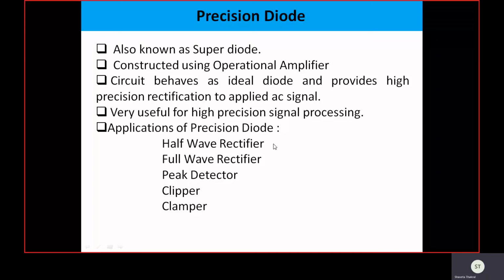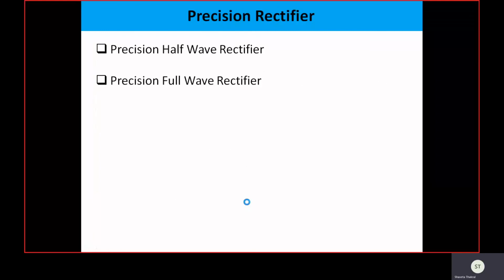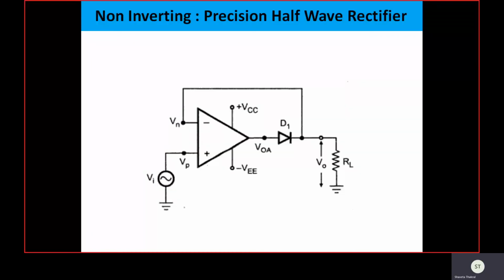Some applications of the precision diode are that we can use it as a half wave rectifier, full wave rectifier, peak detector, clipper and clamper. Precision rectifiers are of two types: one is the precision half wave rectifier and the other is the precision full wave rectifier. So this is the circuit diagram for the precision half wave rectifier.